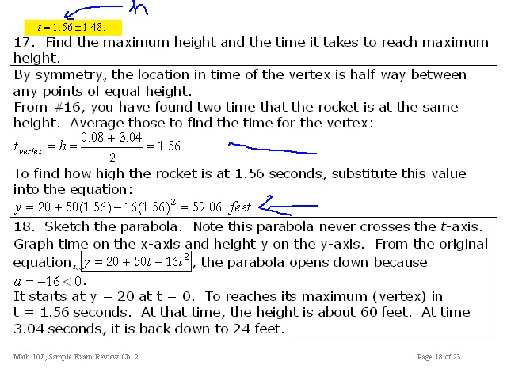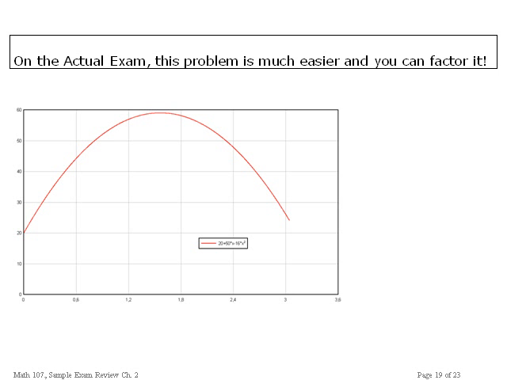So now you can go ahead and sketch it. On the t squared term, the coefficient is negative, therefore it opens down. It's going to start at 20 at time 0. It's going to hit the peak, its vertex, in 1.56 seconds. At that time, it's about 60 feet off the ground. And at about 3.04 seconds, it's back down to 24 feet. And here's a graph of it. And it's true, on the actual exam, the problem is much easier, and you can actually factor it.